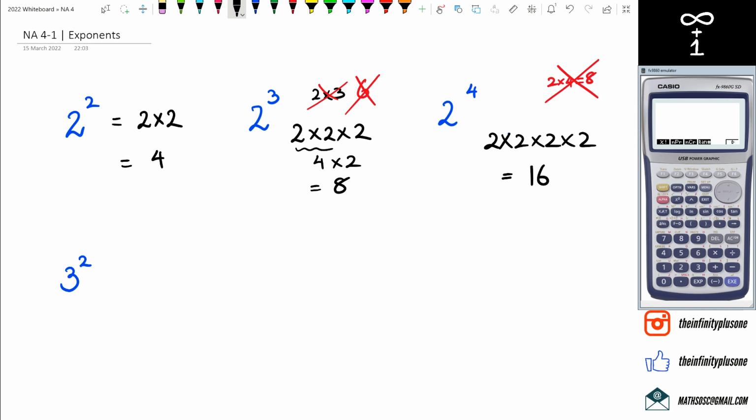And when we get to 3 squared, what happens there? Nothing really, guys, just 3 times 3. Once again, this is equal to 9, but I have seen people put 3 squared as equal to 6.